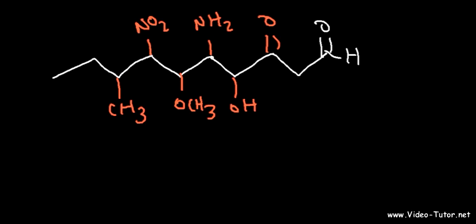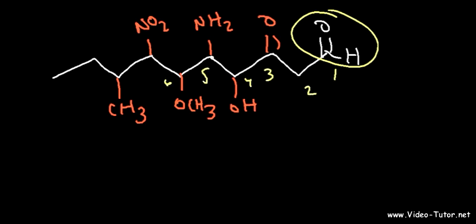Okay, so the first thing you need to do is find out which group has the highest priority. If you have a carboxylic acid, that's going to have the highest priority, and the parent name is going to be based on that. But in this case, it's the aldehyde. Aldehydes have more priority than ketones. And this is 1, 2, 3, 4, 5, 6, 7, 8, 9, 10. So instead of saying decane, it's decanal.